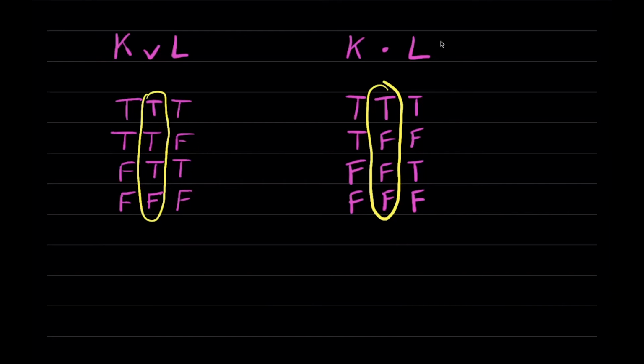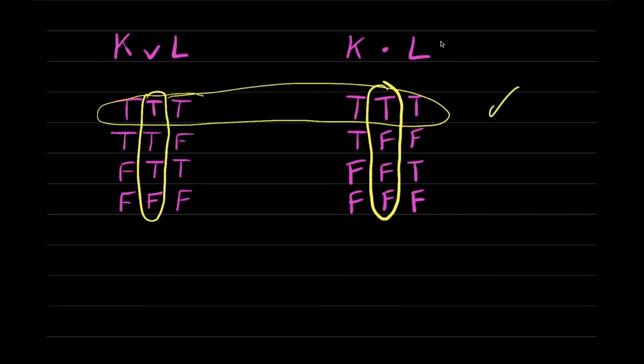But what you can see here, and I'm going to highlight it in yellow for you, it's possible for both of these statements to be true. In the first row, when K and L are both true, those statements could both be true together. So these statements are consistent.